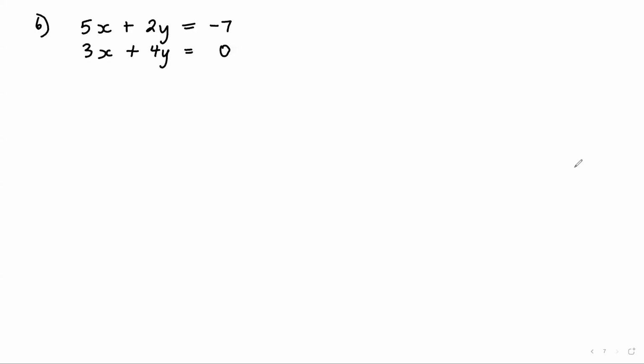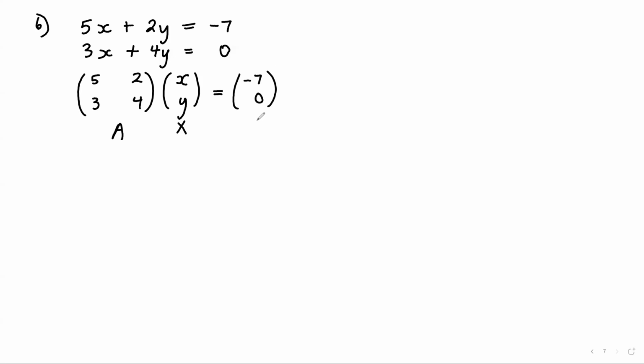So step 1, you obtain your matrix equation. Do that by taking the coefficients, right? So this would be 5, 2, 3, 4. Let's call that matrix A. x, y, I'm going to call that matrix X. That is equal to negative 7, 0. That is your matrix B, and we'll call this equation 1.